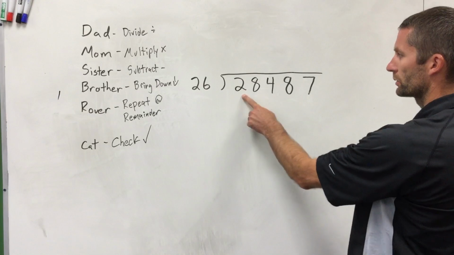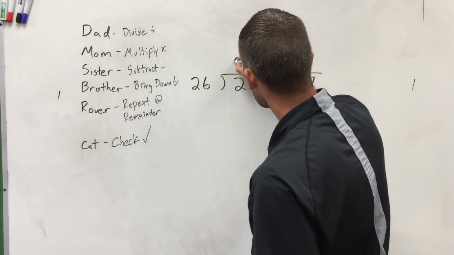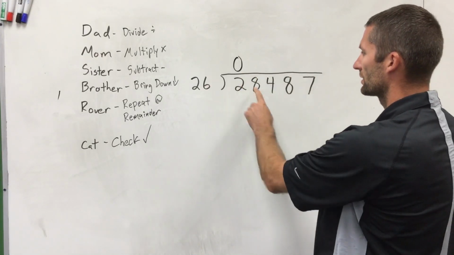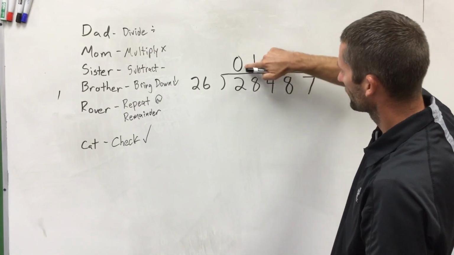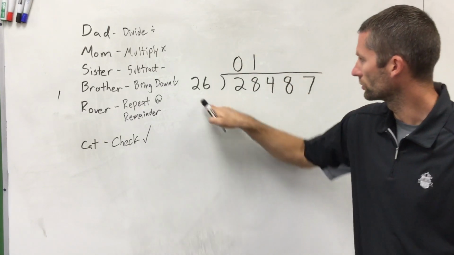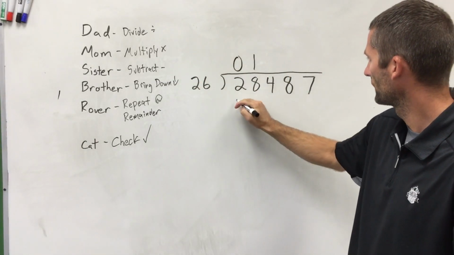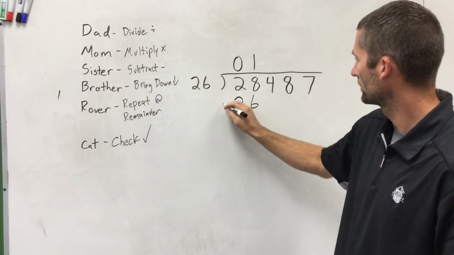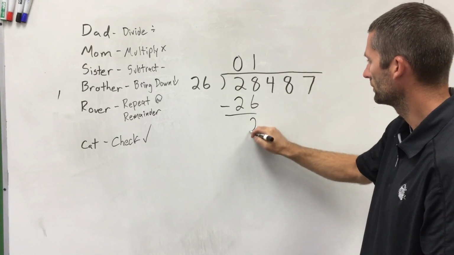We're going to take 26 and divide it into 2. 26 doesn't fit into 2. It's important that we put a 0 there, so we have all the place values taken. 26 does go into 28 one time. The 1 has got to go here. Don't put the 1 over the 2. Now we multiply. 26 times 1 is 26. Now we subtract. 28 minus 26 is 2.